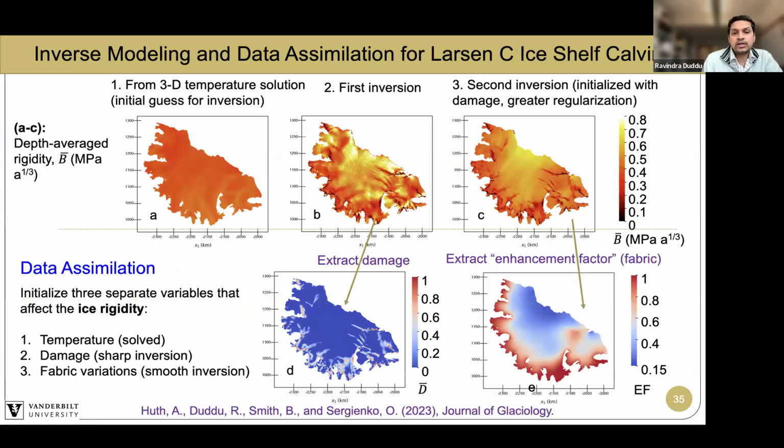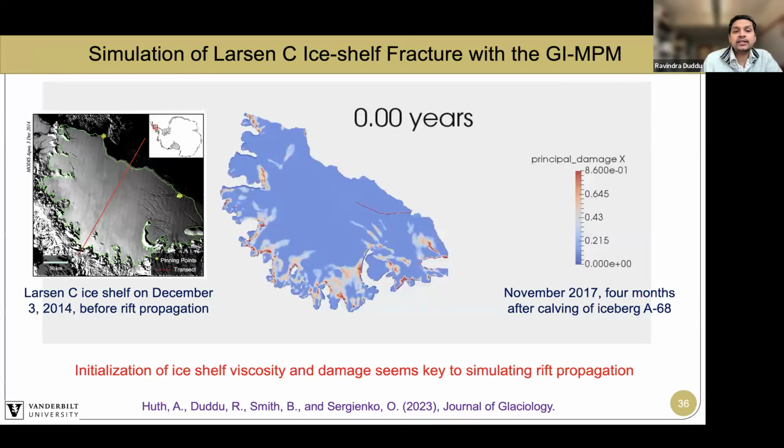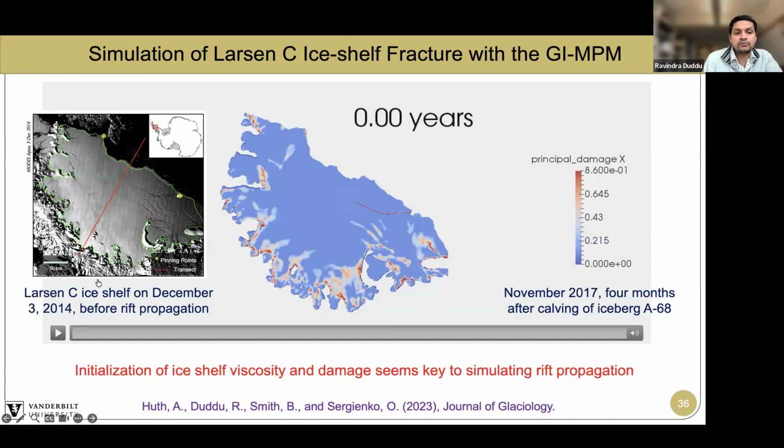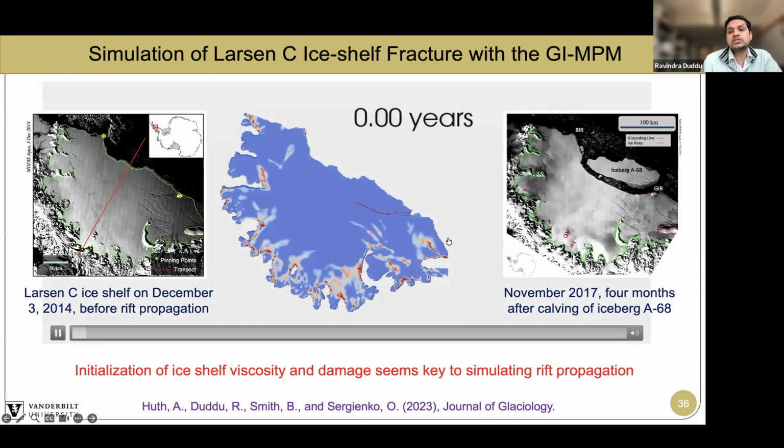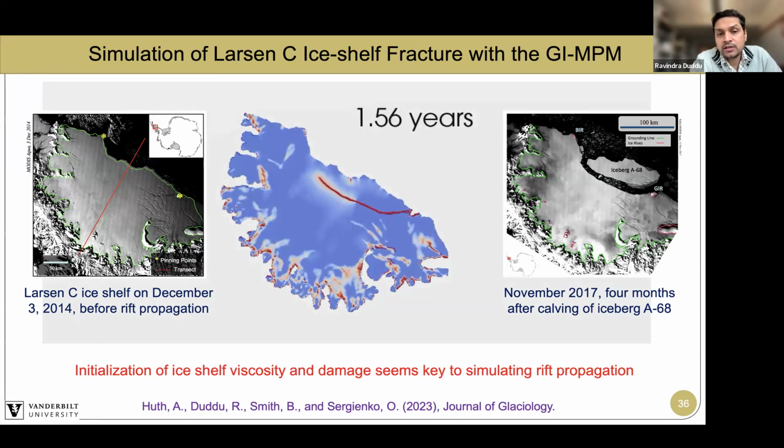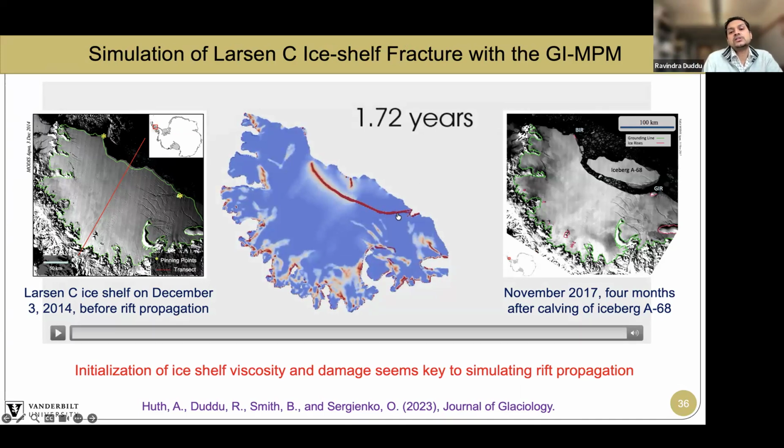Then we do that inversion, we extract damage. We also do a second inversion to get these enhancement factors, which are probably related to the anisotropy of the ice fabric. Then we run this forward model from 2014, where we have the initial state, and the question we are asking is, can we get the exact shape of the iceberg? As you can see, the current model is able to give us a reasonable crack propagation that takes us from this initial state to the final state.